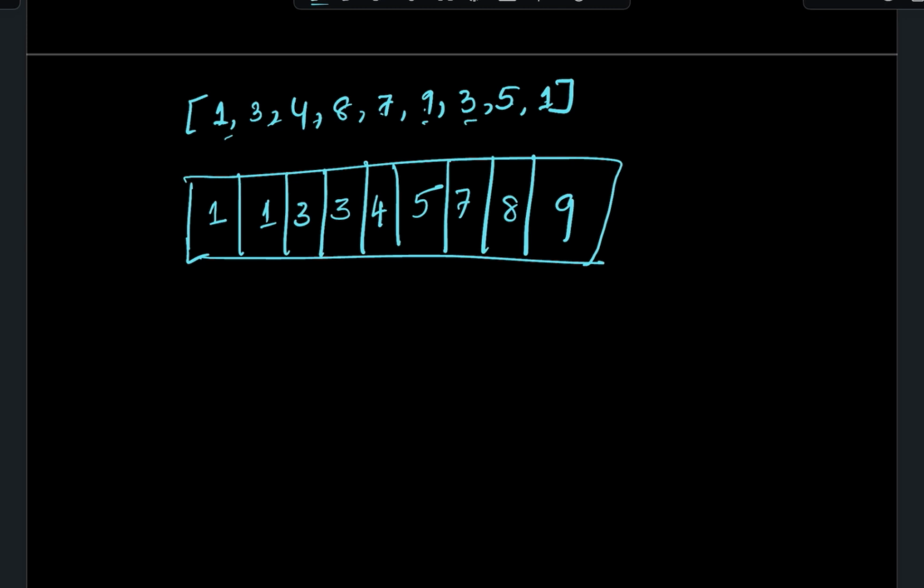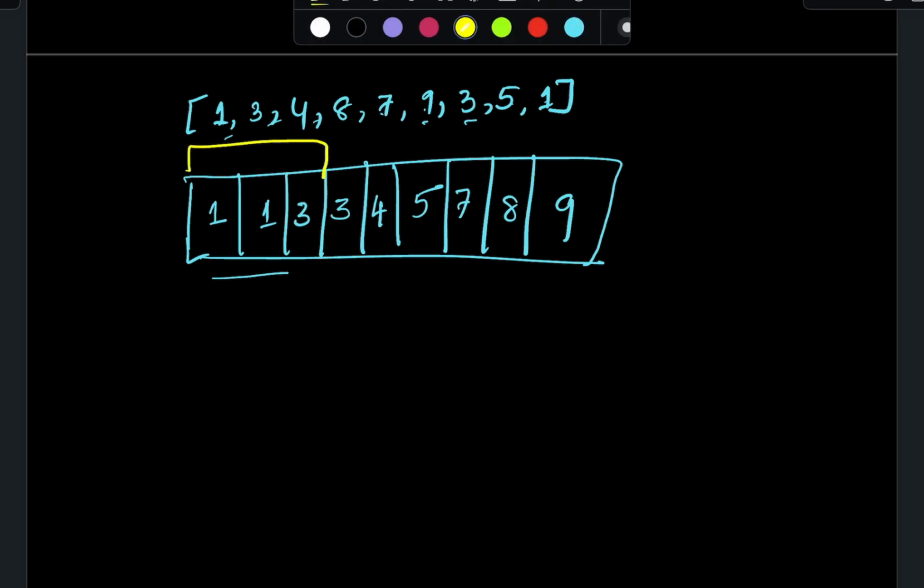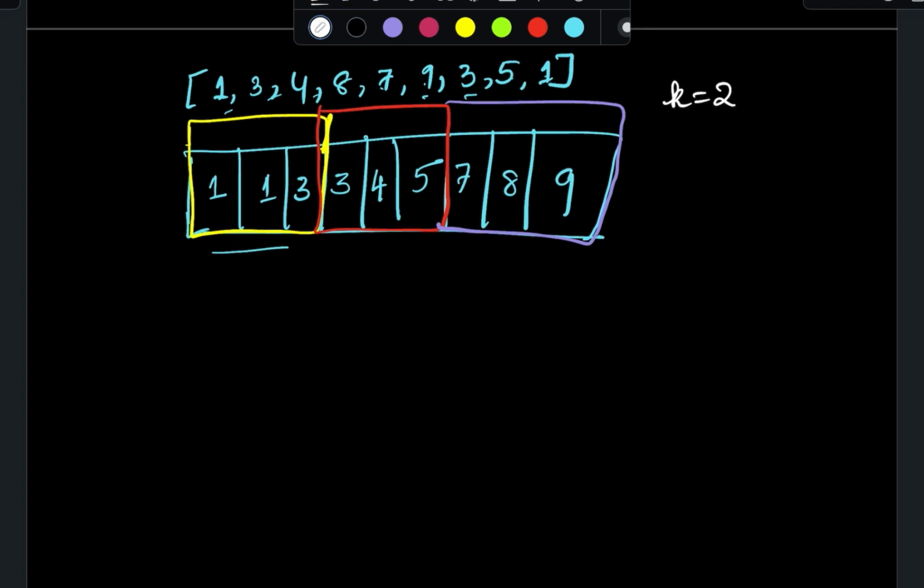Now, since every subarray should only contain 3 elements, let's divide this into groups of 3. Okay, so this is my first array, this is my second array, and this is my third array. Now, what is the k value that's mentioned? K value is equal to 2. So the differences between elements can be 2 or less than 2. So k is less than or equal to 2.